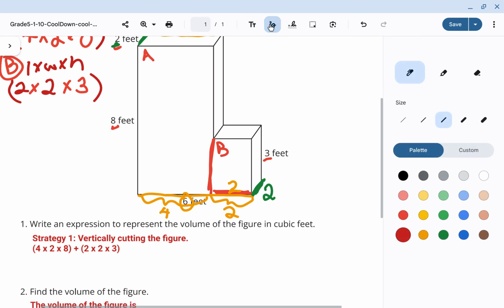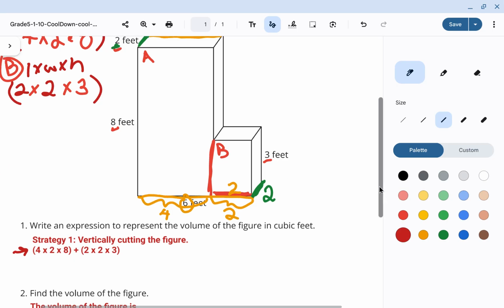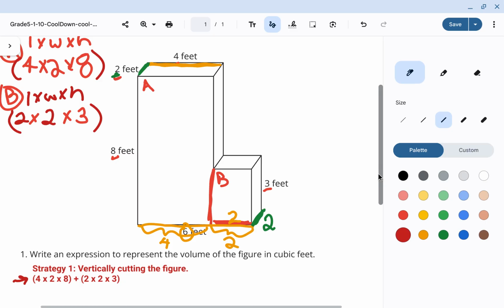This is what we did as our brainstorm, except in answer form, because I have taken our idea of 4 times 2 times 8, those three dimensions of prism A, in parentheses, and I am adding that to the dimensions of prism B, 2 times 2 times 3. Again, in parentheses, just because I like the look of that. It really separates the three dimensions from the different prisms. Now that is with strategy number 1, which was vertically cutting the figure.